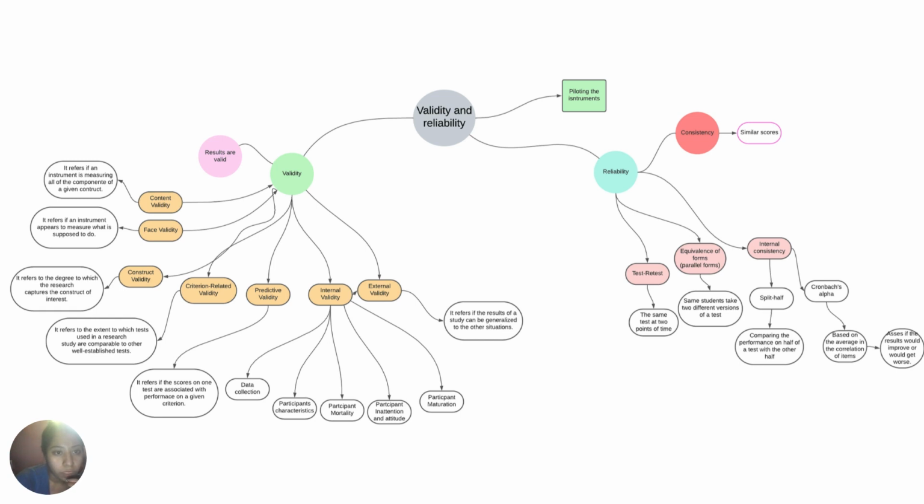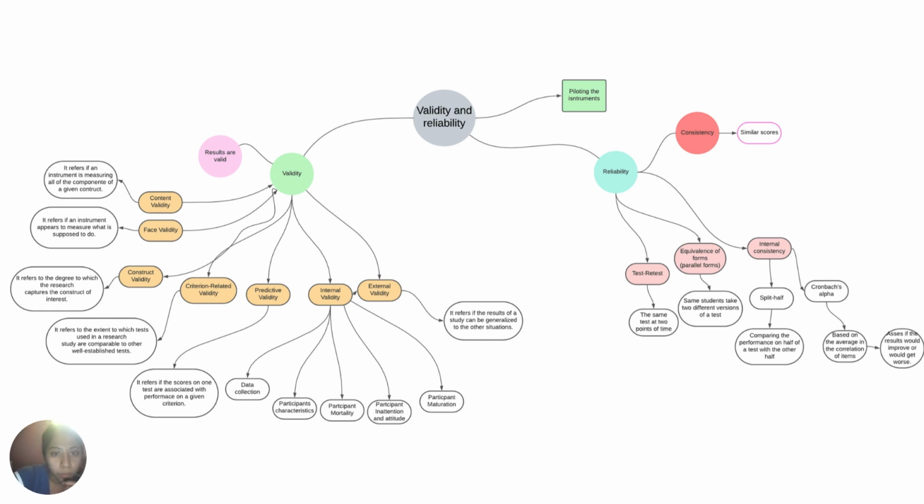First of all, content validity. It refers to whether our instrument is measuring all the components that it is supposed to measure in the given constructs that are explained or presented in the instrument. Face validity refers to whether an instrument appears to measure what it's supposed to measure.